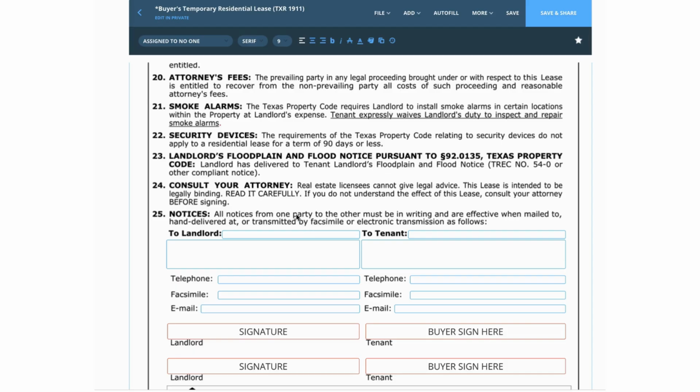All legal notices from one party to another must be in writing and effective when mailed to, hand delivered, or transmitted by fax or electronic submission as follows. So you want to make sure you have the addresses here for the landlord and the tenant and their phone numbers or an email, at least two forms of contact here, okay? And not you, the real estate agent's contact information.